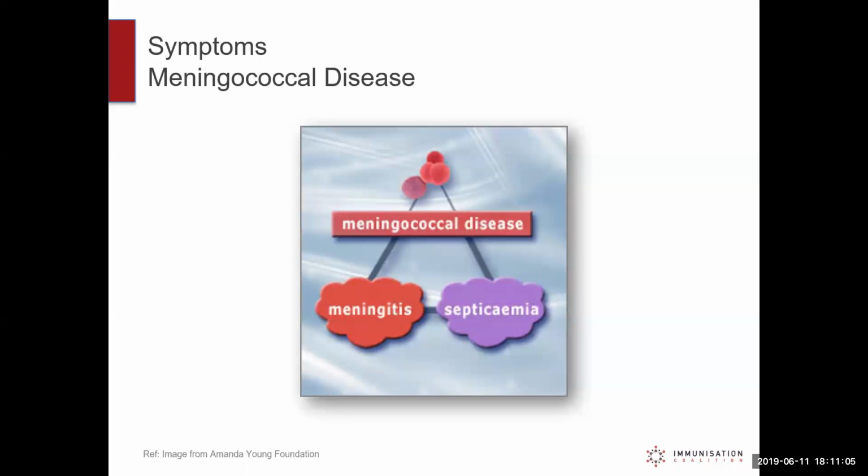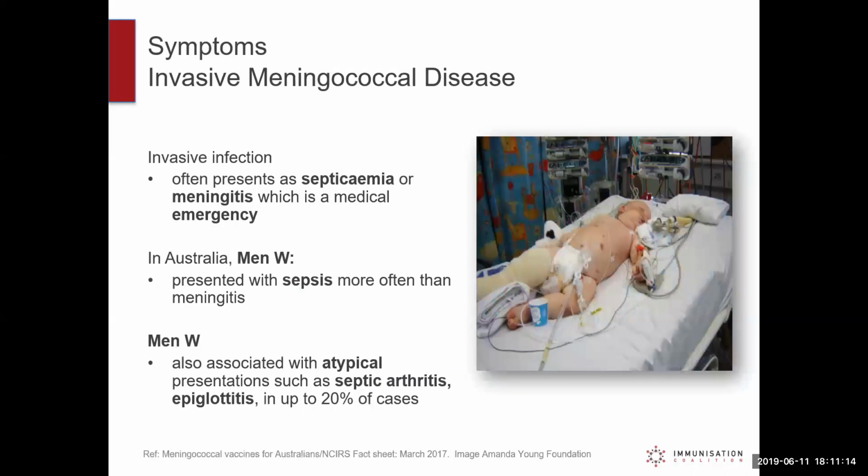If we're looking at symptoms of meningococcal disease, meningitis and septicemia are the two conditions that we look at. Invasive infection, definitely septicemia and meningitis, both of which are medical emergencies. So meningococcal disease really is a significant illness, and it has an overall mortality of around 8%, which is quite significant.